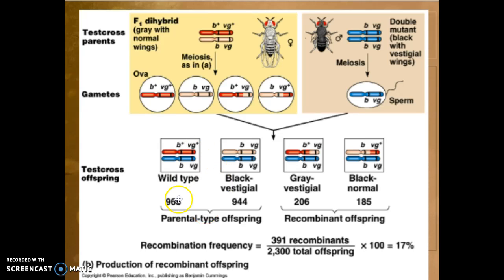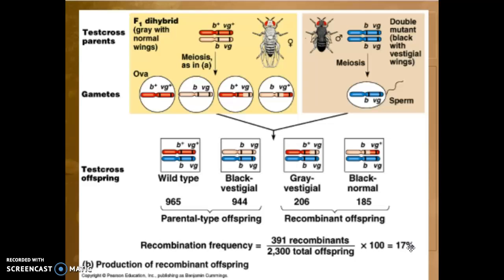So we can use our recombination frequency to figure out how close two genes might be. Notice that these are parental type offspring, so that they match. They've got a red and a blue, and they've got a pink and a blue. Over here, we've got the recombinant DNA, so that's where we've got red, pink, blue, pink, red, blue. So we've had a crossing over event. We total those, divide them by the total number of offspring, make it a percentage. That shows us that our recombination frequency is 17%.